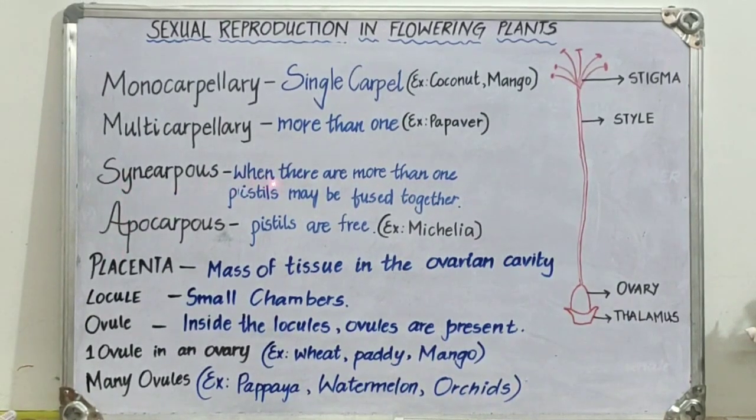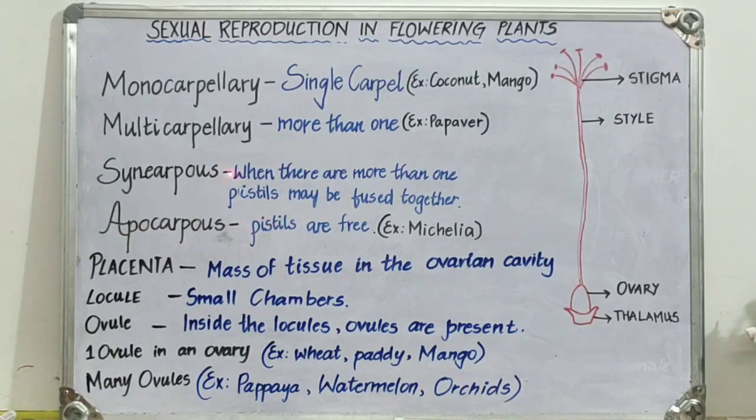Syncarpous: when there is more than one pistil and they are fused together, that is called syncarpous. Next, apocarpous: pistils are free, that means they are not in a fused condition. An example for that is Michelia, and it is called apocarpous.